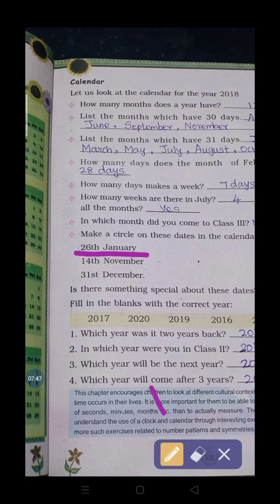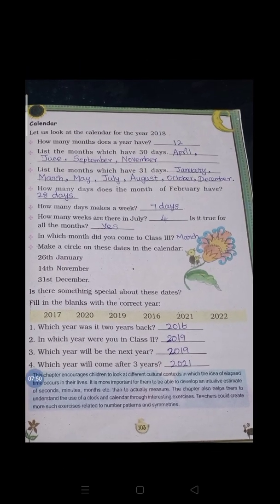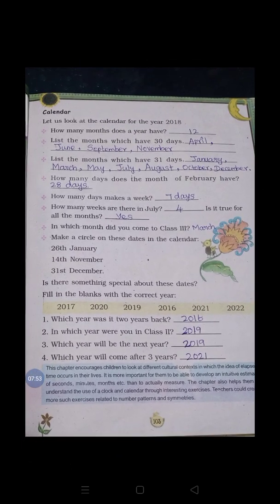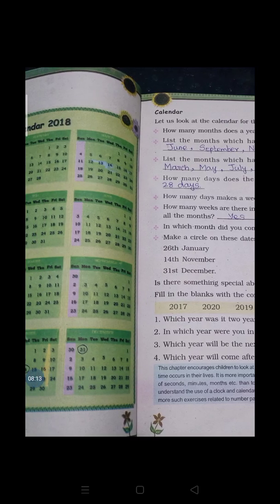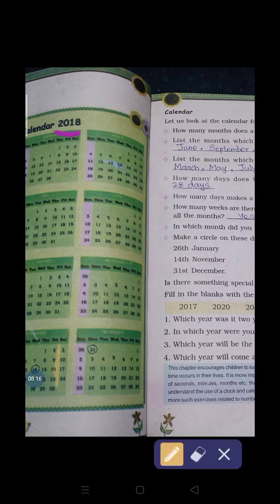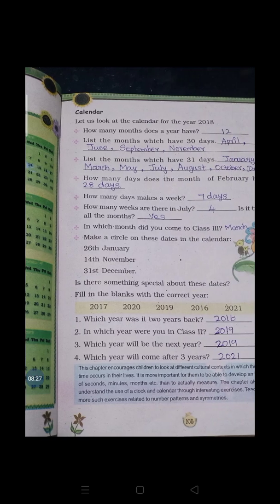Next we move on to the next question. This is very simple. We have some years in the yellow box. Following that we have some questions. You have to answer the following questions. Which year was it 2 years back? Listen, here we have a 2018 calendar. Take it in your mind and write the answer by comparing with this one. Now the year is 2018.